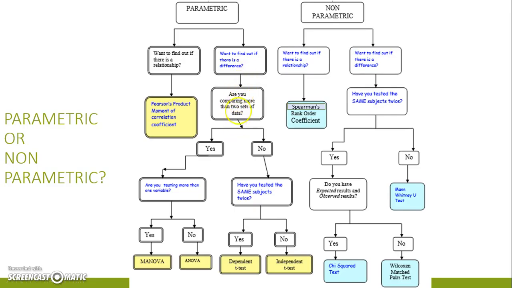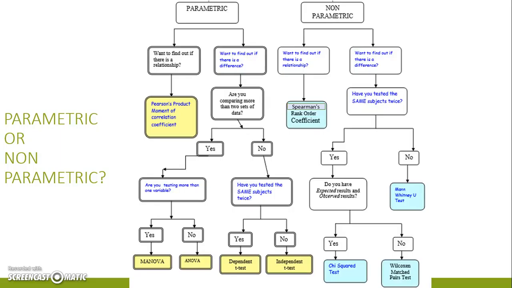So we come down. Are you comparing more than 2 sets of data? No, I'm not. I've got netball and I've got basketball, so it's just 2. So I come down to no. Then it says, have you tested the same subjects twice? And this is where it gets a little bit confusing for you. You tested yourself, so you have tested yourself twice.